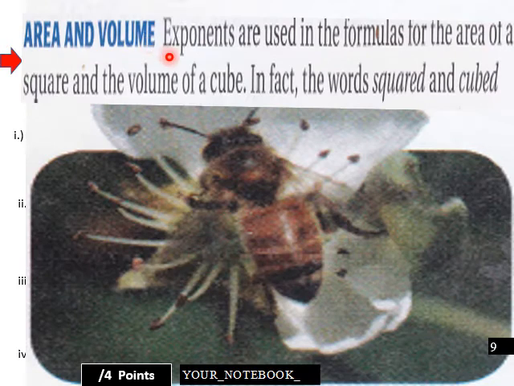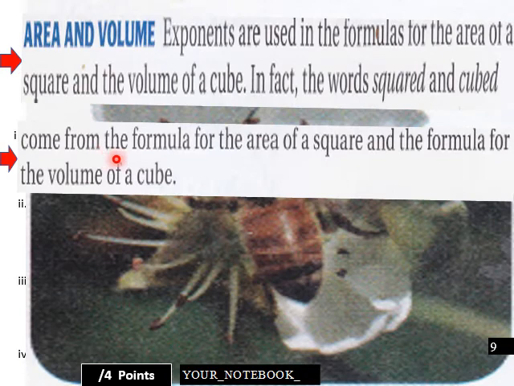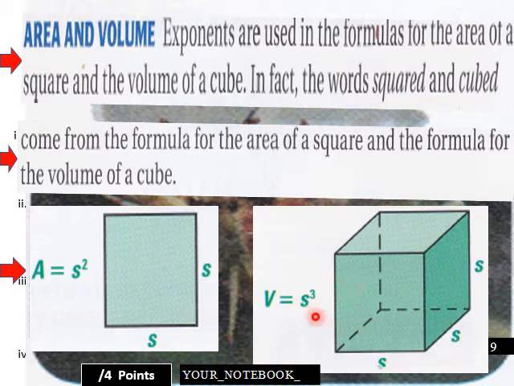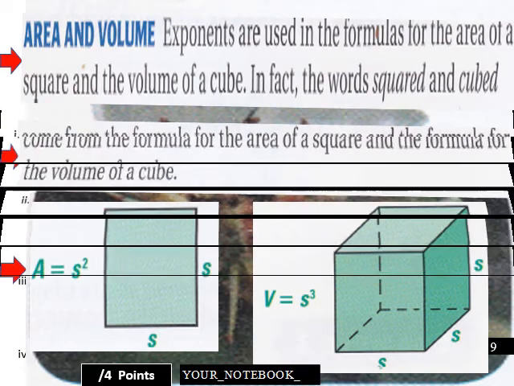And let's go on here into another notebook entry here. Area and volume. Exponents are used in formulas for the area of a square and the volume of a cube. In fact, the words squared and cubed come from the formula for the area of a square and the formula for the volume of a cube. So here's volume of a cube. This is a square, right? Side times side. Side squared, right? Side times side will equal the area of this square. And then a cube here would be s cubed. S times s times s will give us the volume of this cube.